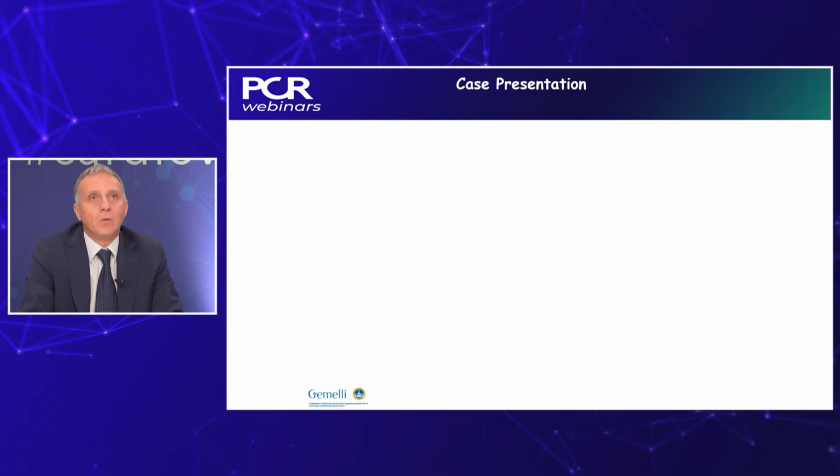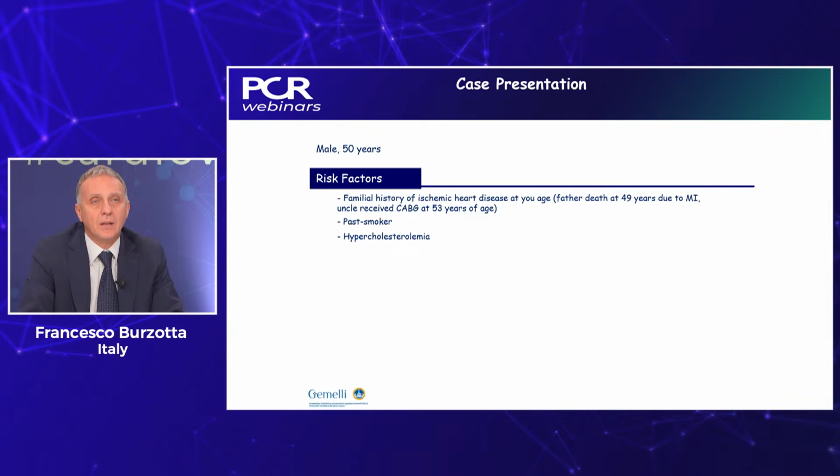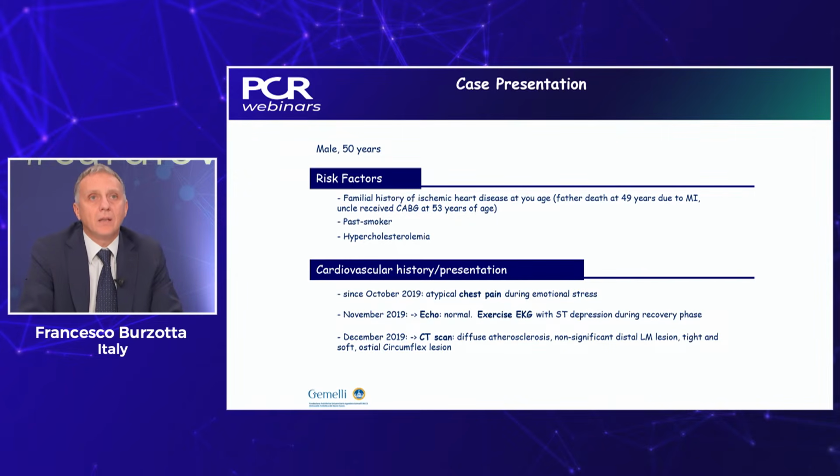And to start, we will present the case. Francesco, let's start with your case to introduce the topic. Okay, so the case I want to share with you is this one. It is a male, 50 years, so young, with classic risk factors, in particular familial history. As a cardiovascular history, he had atypical chest pain, but he underwent cardiological examination showing a normal echo and a positive exercise test.